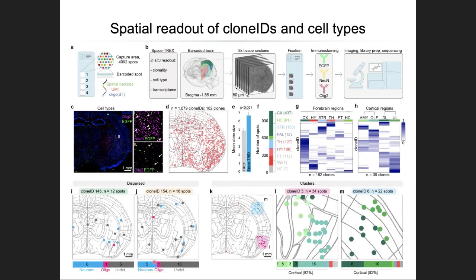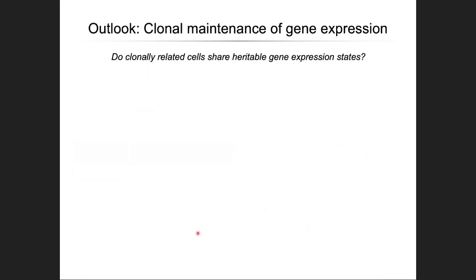And finally, we can also reconstruct classical clonal migration patterns that were described previously in the mouse brain using this technology. So here you have dispersed clones, far spread over the tissue, and you also have these clusters, like radially oriented clones in the cortex. And as an outlook, I would just briefly mention that we can also use this technology to study the clonal maintenance of gene expression.